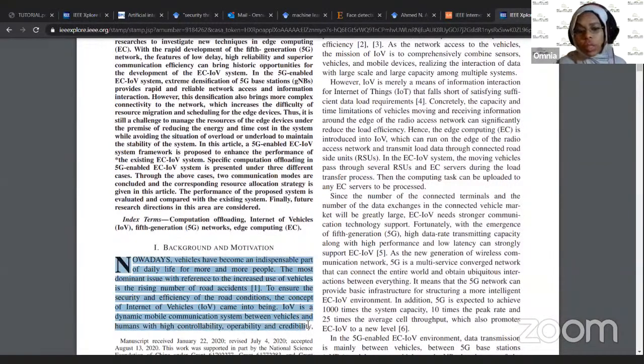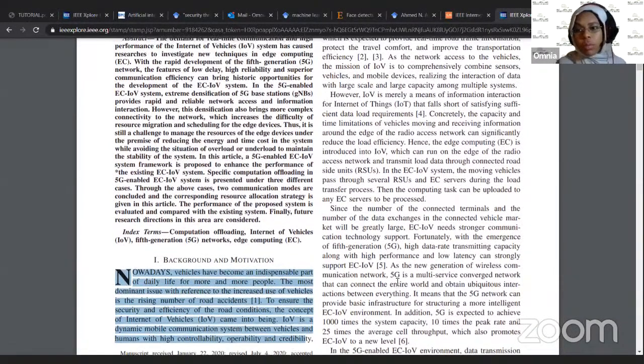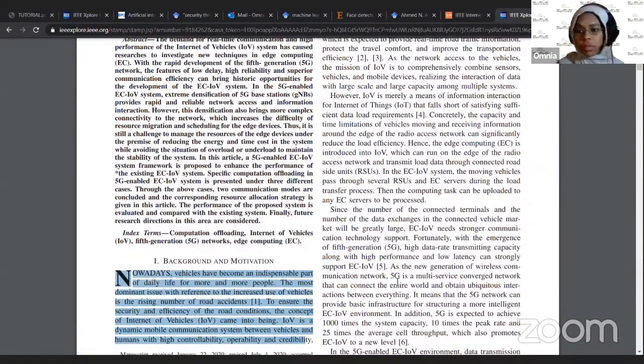Usually in the introduction, the first paragraph is just a brief introduction about the field itself. So here they talk about the problems. For example, the most dominant issue with the increasing use of vehicles is the rising number of road accidents. So it started by giving us a problem, explaining why they're using IoV technology in the research world.